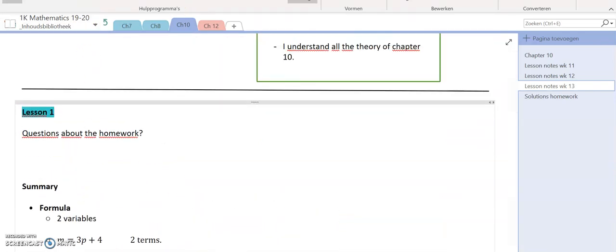In chapter 10, we learned that there are formulas. You already knew that. And a formula always has 2 variables. For example, over here we have m is 3p plus 4. The variables are m and p, and those are the letters in the formula. This formula has 2 terms, 3p and 4, and those terms can't be added together because they don't understand each other, because the 3p has a p and the 4 doesn't have a p. So it can't be shortened.